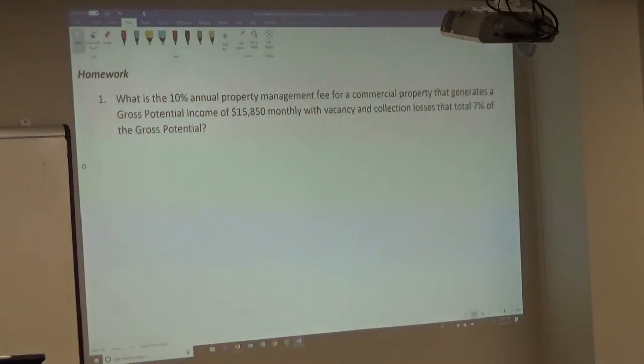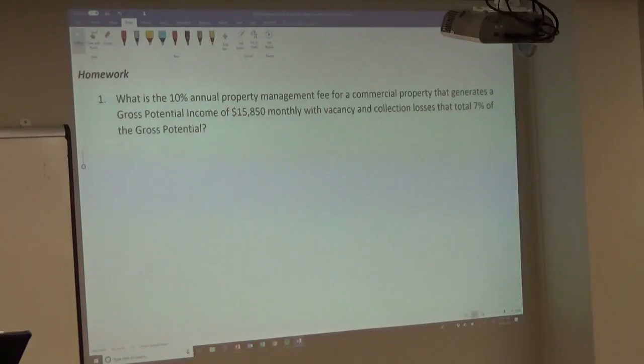Okay, so we want to go over the homework that you had for NOI and before tax cash flow. This is chapter 12, which is the property management chapter, and we want to make sure that you guys are good with calculating property management fees, calculating net operating income, calculating before tax cash flow.